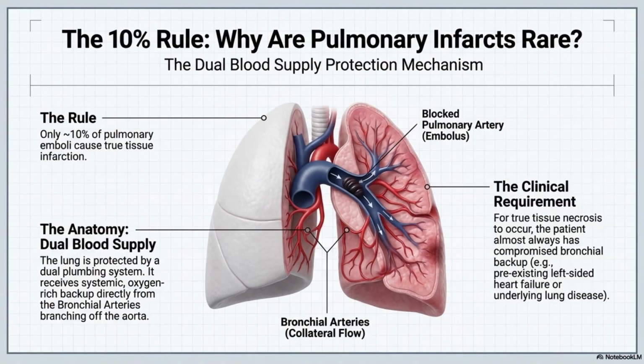Therefore, the clinical requirement for true tissue necrosis to occur is that the patient almost always has compromised bronchial backup, for example, a pre-existing left-sided heart failure or underlying lung disease. If an infarct does occur, what does it look like?